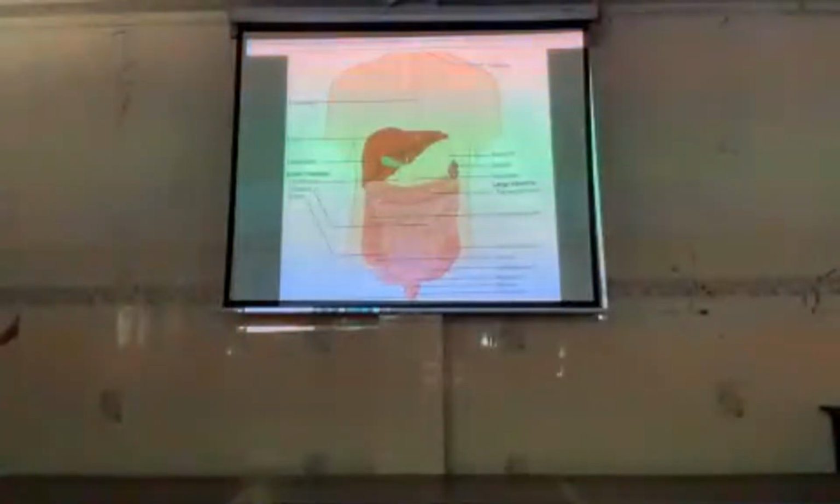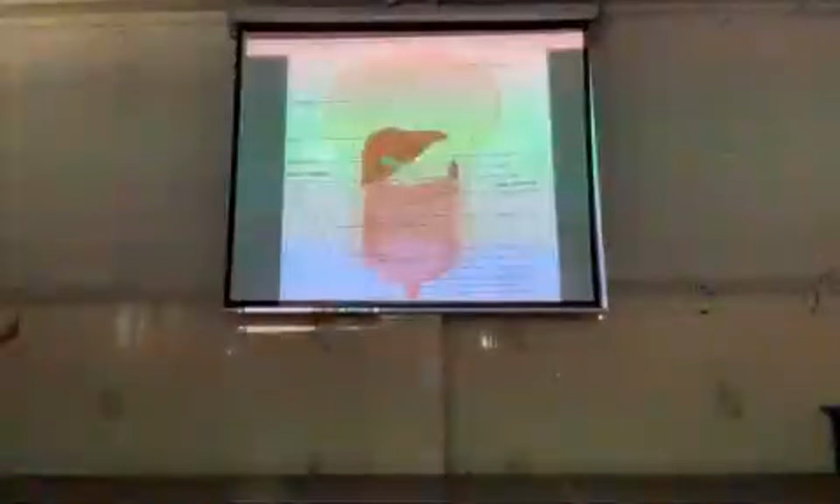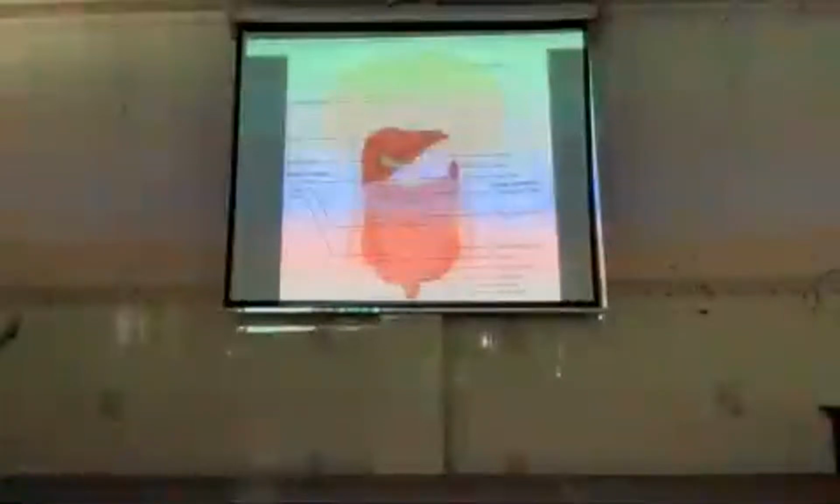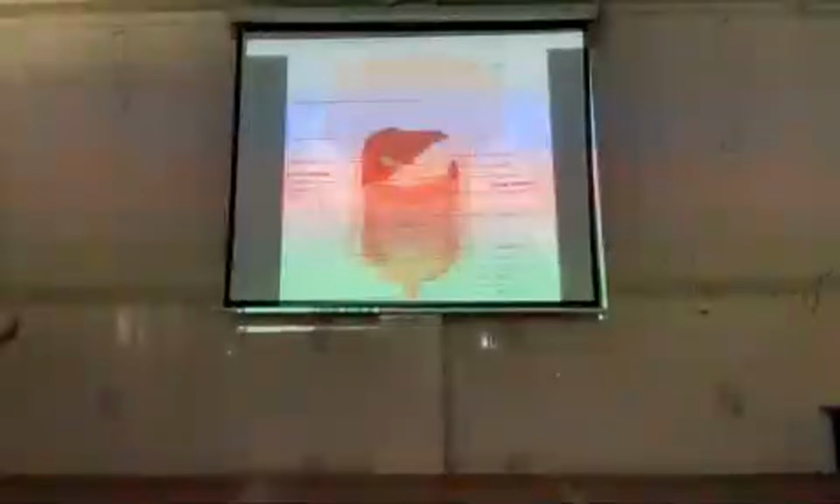Next we have the large intestine. The large intestine has the transverse colon, ascending colon, descending colon, cecum, and sigmoid colon. The appendix is there, the rectum is there, the anal canal is there. All these parts should be supplied by arteries. That is why you have these many branches here.